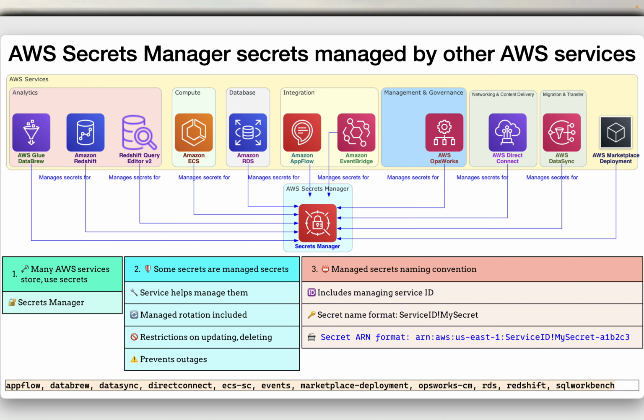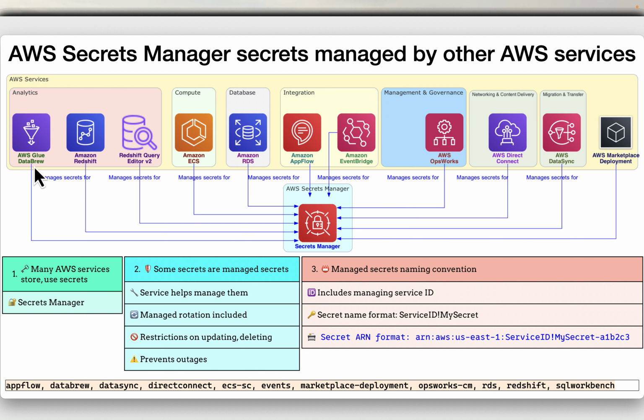Managed secrets use a naming convention that includes the managing service ID to help identify them. It will look something like this: you have the secret name format, for example, service ID / my secret. The service ID could be one of these. Currently these services are supported. So this service ID matches this one, and this is the actual service name.